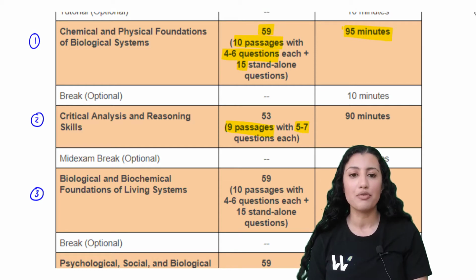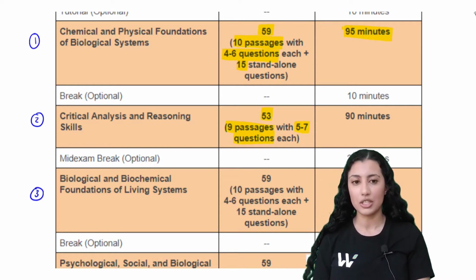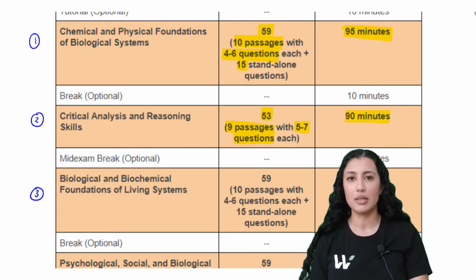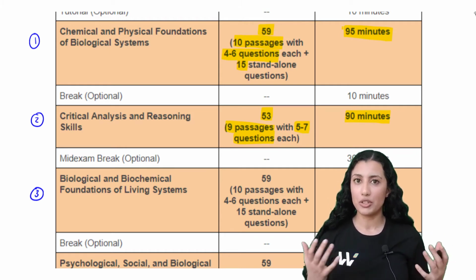Each of them are going to have 5 to 7 questions for a total of 53 questions in the CARS section. You'll be given 90 minutes to complete this section. And then after this section, you'll have a mid-exam break, which again is optional.